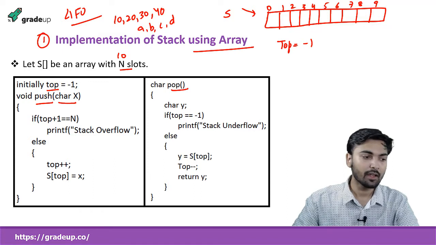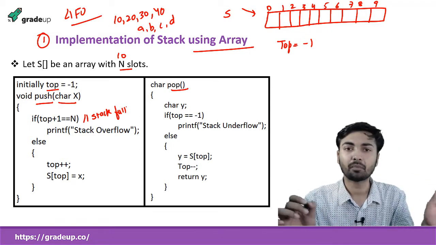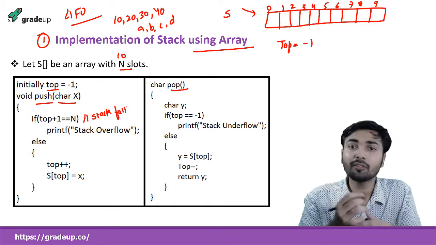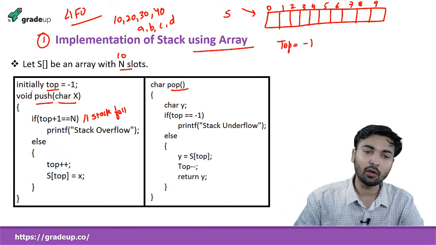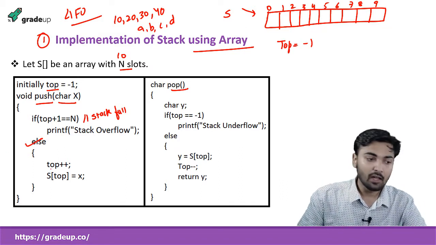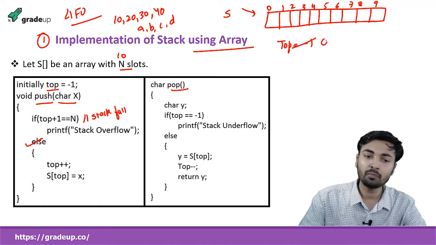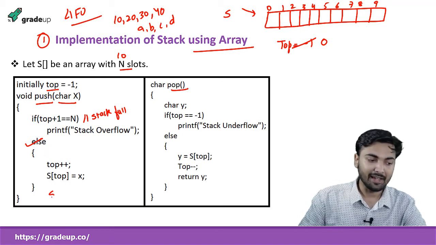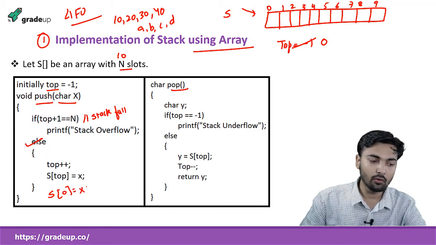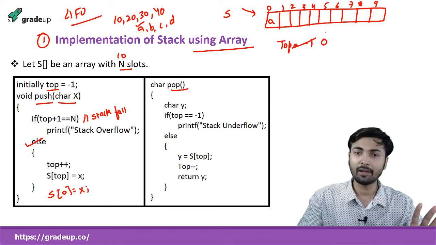So see here. If top plus 1 equals n, that is the condition for stack full. If your stack is full, will you be able to insert more elements? No. So that is the condition for stack full. But right now my stack is empty. I can insert, so I'll come to the else part. Now in insert, first of all, I'll increment the top variable from -1 to 0. Now S[0] equals x. My character will be inserted in S[0]. So A will come here. A is inserted. Up till here, any doubt?